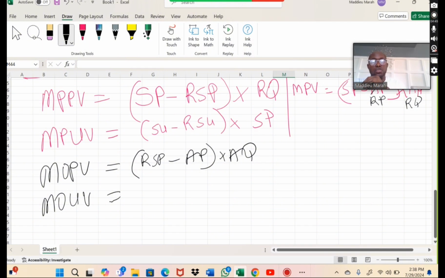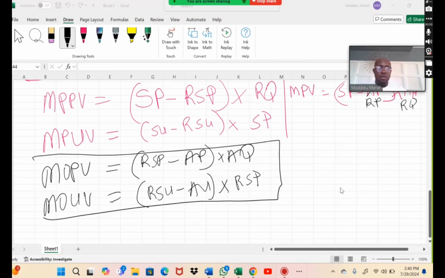For the material operational usage variance, it is revised standard usage minus actual usage multiplied by revised standard price.